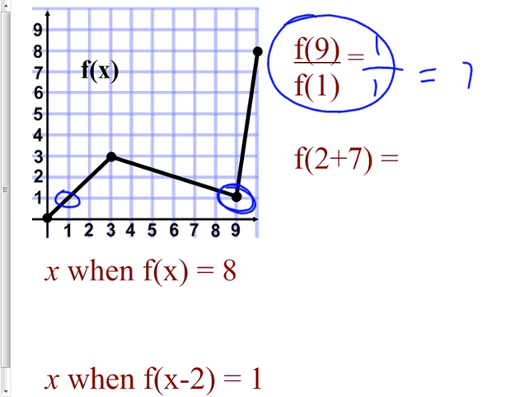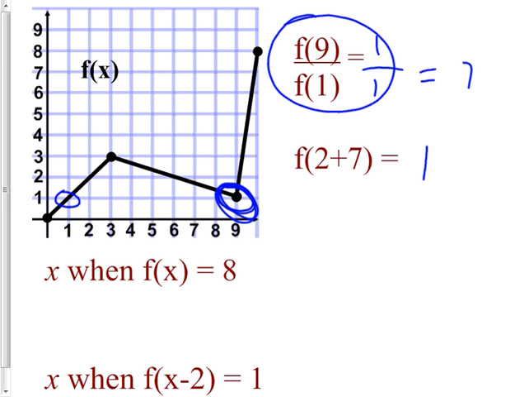All right, look at this next one. f of 2 plus 7. In math, aren't you supposed to start with the parentheses? Can we actually do what's in the parentheses there? Yes. So you're just really supposed to do 2 plus 7. And now you've got f of what? f of 9. And f of 9 is back to this spot. So what's the answer? 1. Good.